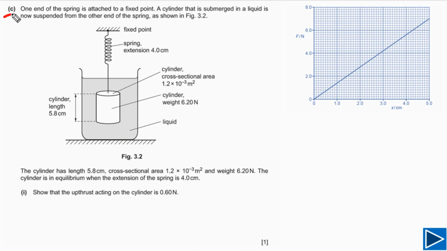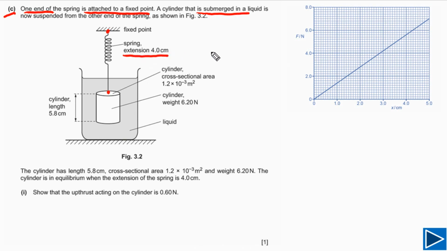For part C, it is given to us that now one end of the spring is attached to a fixed point, as you can see here. But one thing you need to be very clear is that this is the same spring, the one we have studied in part A and part B. And the other end of this spring is attached to a cylinder, and the cylinder is submerged in a liquid. So this is the other end of the spring.